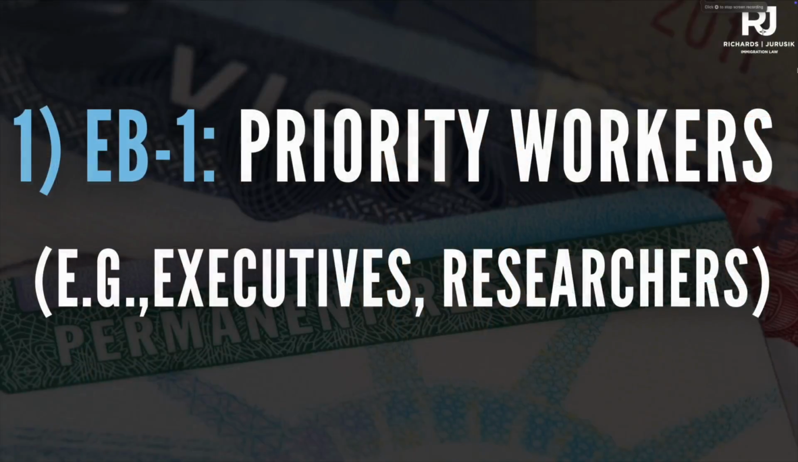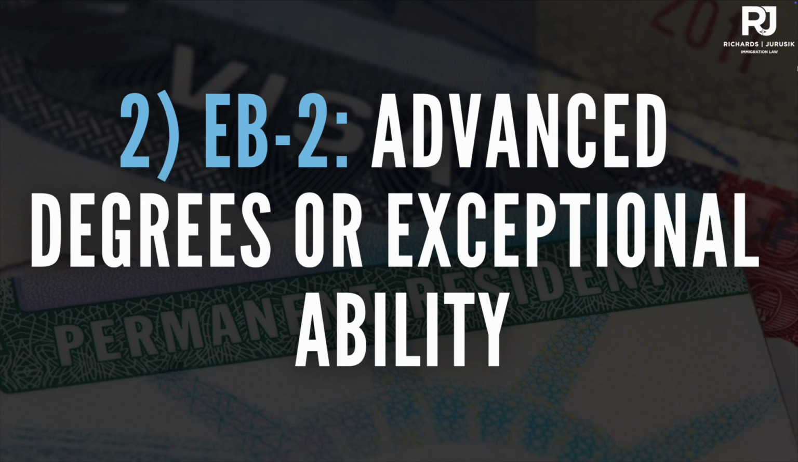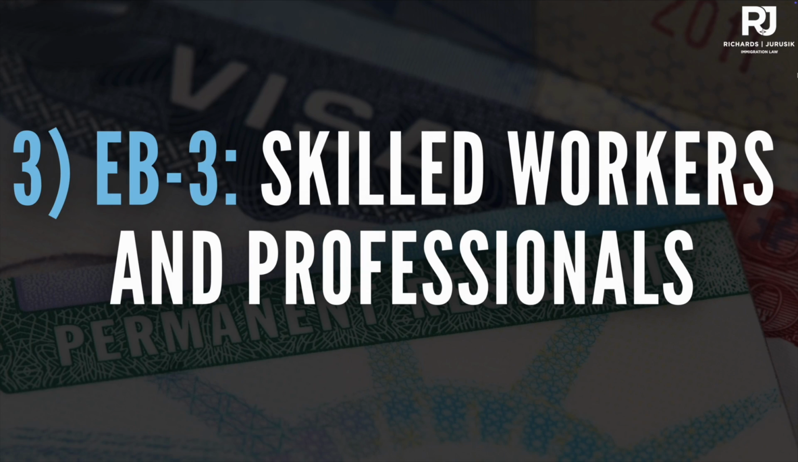Now, moving on to employment-based green card applications, pretty much the same thing. You're going to need to know your category. If you are being sponsored by an employer, you fall into one of the following. There's EB1 for priority workers, so think your executives, high-level researchers, and whatnot. EB2 is for advanced degrees or exceptional ability. EB3 is for skilled workers and professionals. Your employer typically files a PERM labor certification and Form I-140 on your behalf for this process.